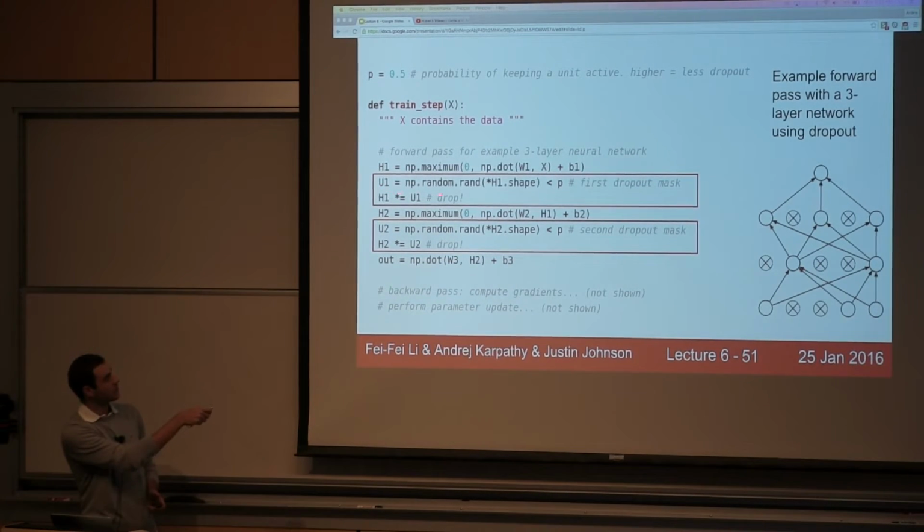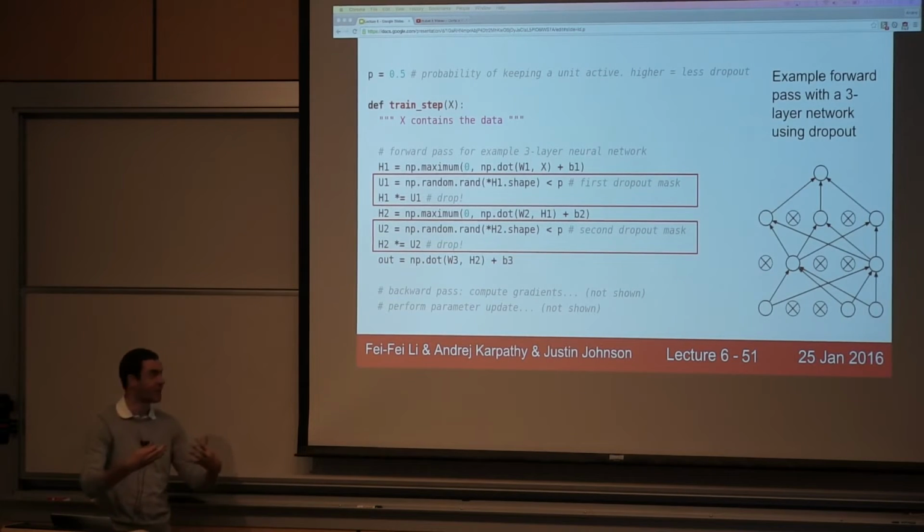And then I will compute here a mask of binary numbers, either 0 or 1, based on whether or not numbers between 0 and 1 are smaller than p, which we here see is 0.5. So this u1 is a binary mask of 0s and 1s, half and half. And then we multiply that onto our hidden activations, effectively dropping half of them. So we've computed all the activations h1, the hidden layer, and then we drop half the units at random. And then we do the second layer, and then we drop half of them at random. Okay?